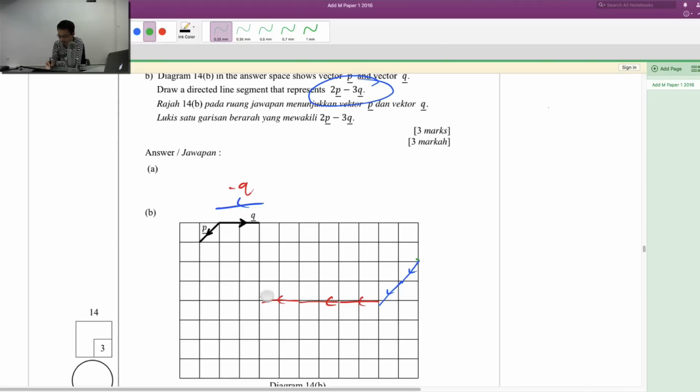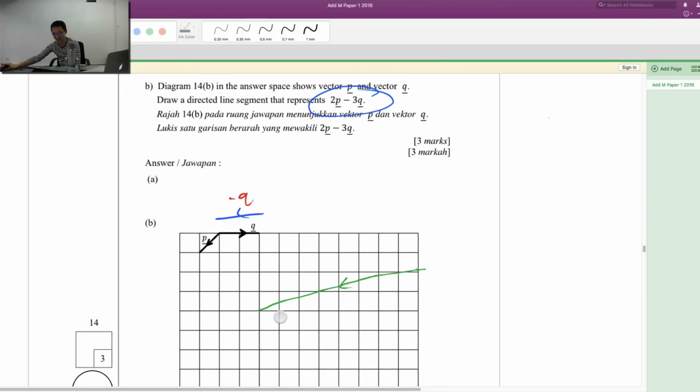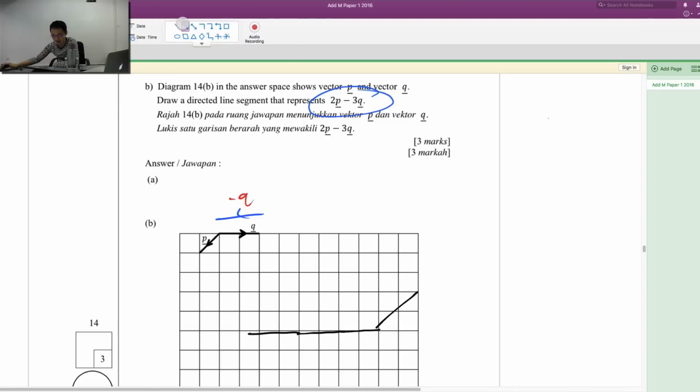Of course this is not my answer. My answer is the green colored one, from here. Please use the ruler. So you just draw this one. I'm not sure how they give you marks, but they ask you to draw the line segment. So you just use a ruler to draw this line segment, but you must draw it very nicely. Of course, in this case, I just use freehand. So this one should be here. 2, 4, 6. I will draw it very nicely, and I will show you.